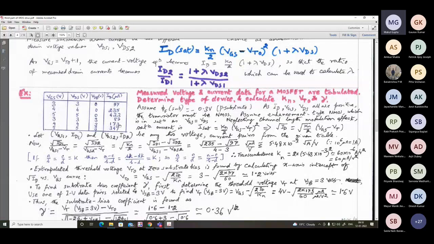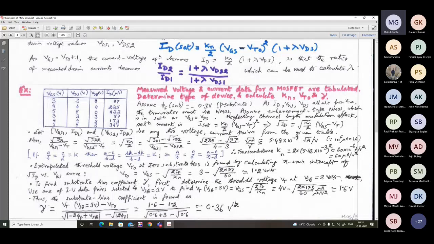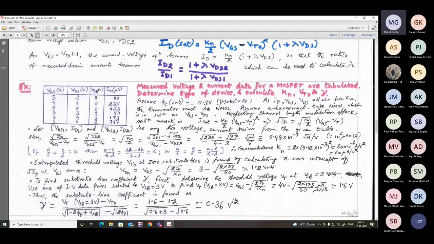So for VGS equal to 4 volt and ID equal to 173 microampere, we have calculated the transconductance. So what should be the value of VT? Okay, you can calculate it from this expression. That means VT equal to VGS minus root over 2ID by gm. So here, VGS equal to 4 volt and current equal to 173 microampere and 60 microampere per volt, which we have just now calculated as the transconductance. So 4 volt minus root over 2 into 173 by 60, right? So this is equal to 1.6 volt.